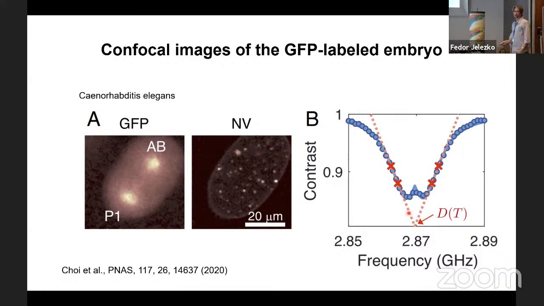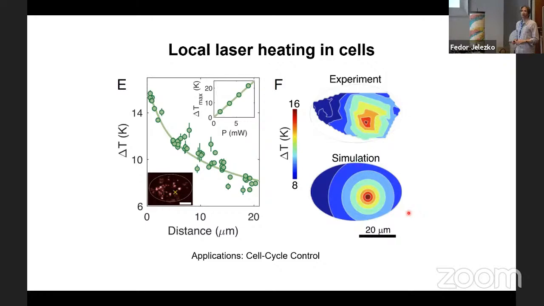So that gives you a sensitivity on the order of 100 millikelvin per square root of hertz, maybe even a bit better. And with this, you can actually hit with a strong infrared laser some point inside of a cell, and you can measure it with very high spatial resolution.